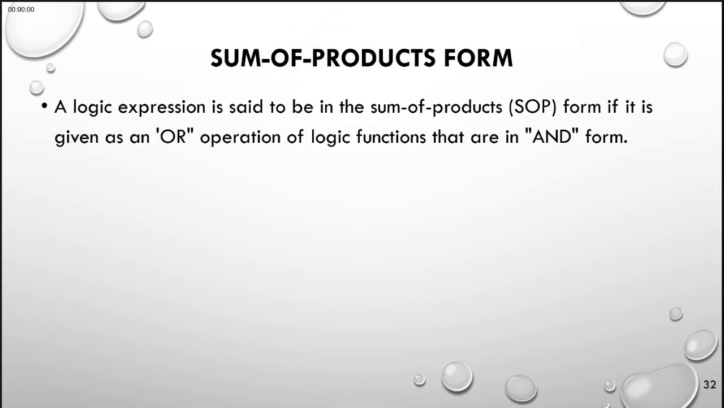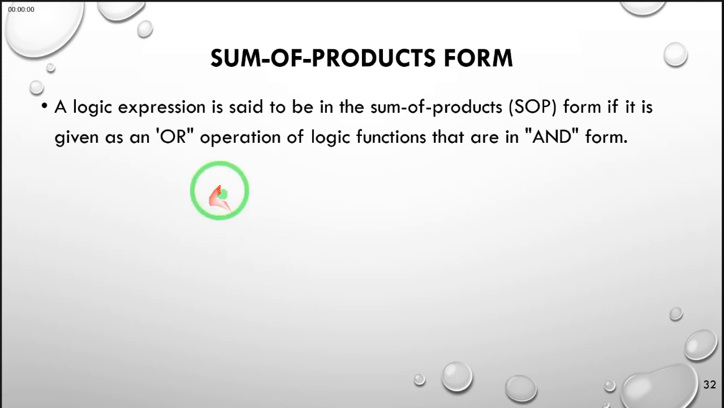In discussing Boolean expressions that are expressed as sum of products, we have not stated categorically that the form we have been dealing with is sum of products. So we now deal with it to make it quite clear. We say that a logic expression is said to be in the sum of products form if it gives an OR operation of logic functions that are in AND form.